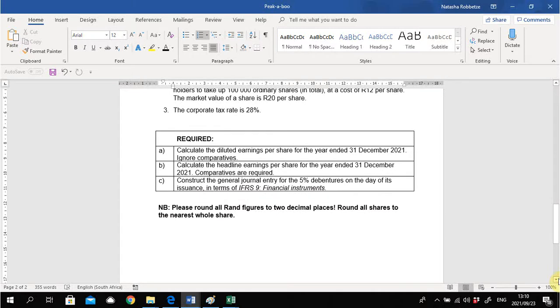In the required part, it says A, calculate the diluted earnings per share for the year ended 31st December 2021. Ignore the comparatives. B says calculate the headline earnings per share for the year ended 2021. Comparatives are required. And then C asks to construct the general journal entry for the 5% debentures on the day of its issuance in terms of IFRS 9. In the last additional note, it says, please round all Rand figures to 2 decimal places, round all shares to the nearest whole share. Right, so let's see.